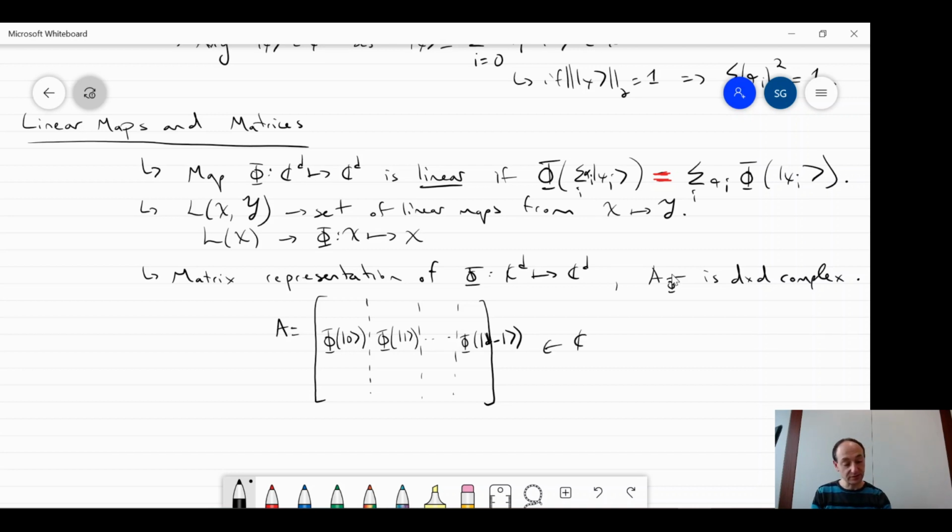Okay, so this is just a complex matrix. It's got d columns because there are d basis vectors, and each column is of dimension d itself. This is the formula. Once you know the action of the map on a basis, this is how you write down the matrix.